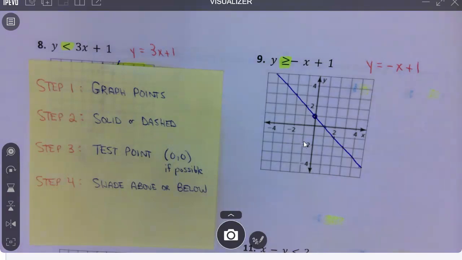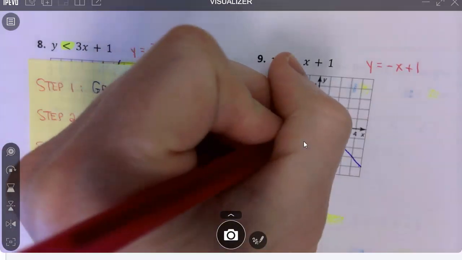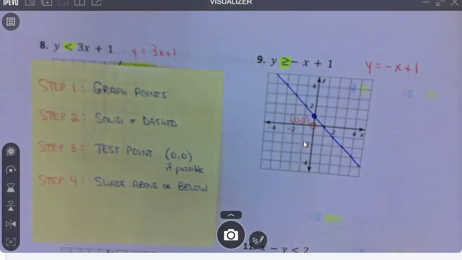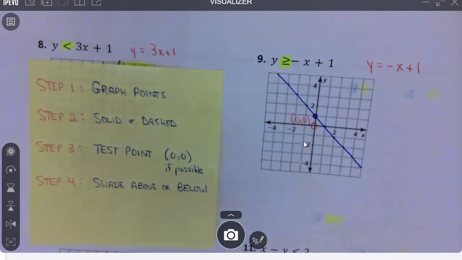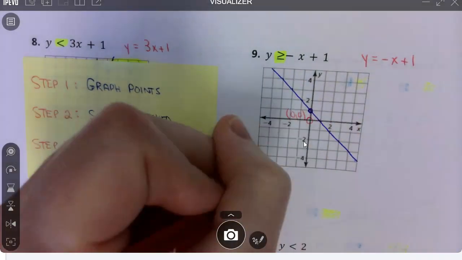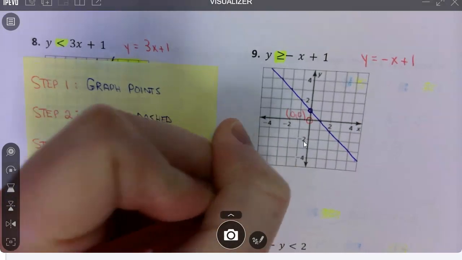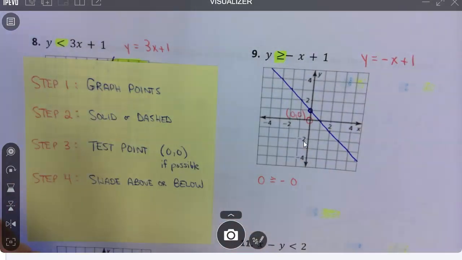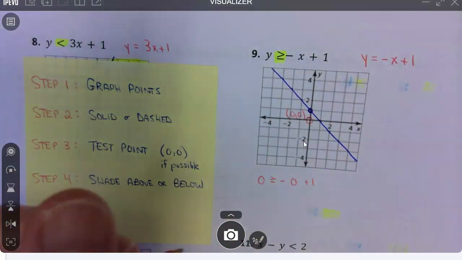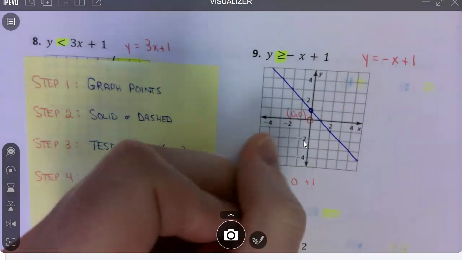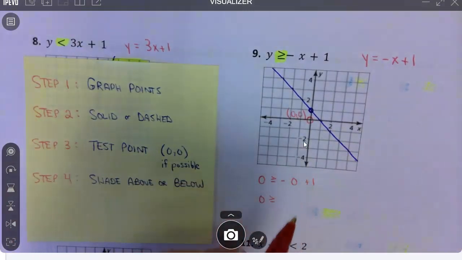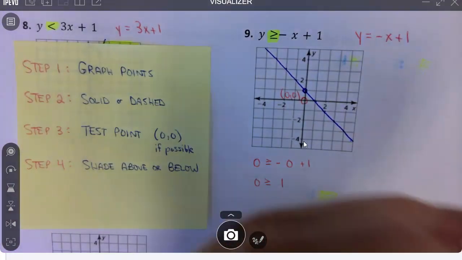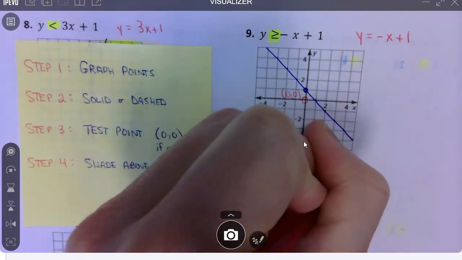So now, again, I noticed that I need to test a point, and 0, 0 is not on the line, so that makes it easy to test. And I'm going to plug in 0 for y, and I'm going to plug in 0 for x, and see if it makes it true. So 0 greater than or equal to, this negative sign is still there, and I replace the x with 0, and then I have plus 1. So now I have 0 greater than or equal to, well, negative 0 plus 1 is just 1. Is 0 greater than or equal to 1? No, it's not. That is false.